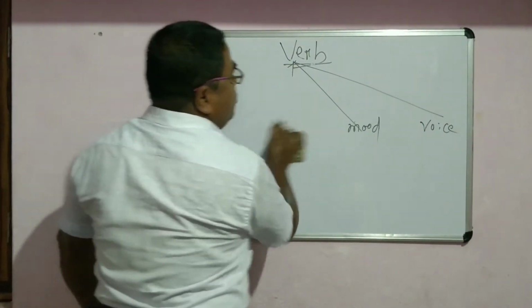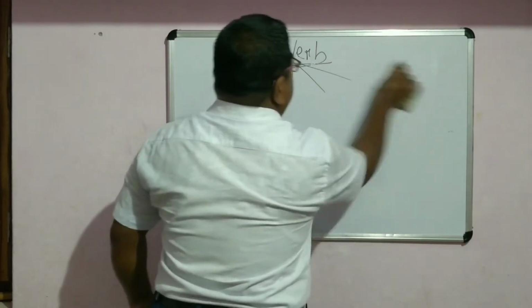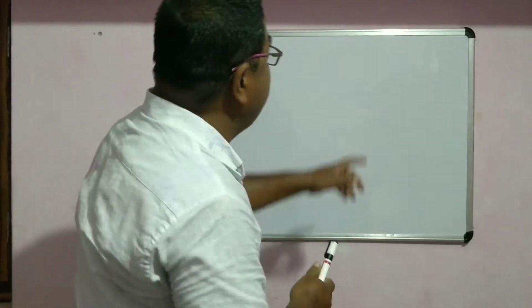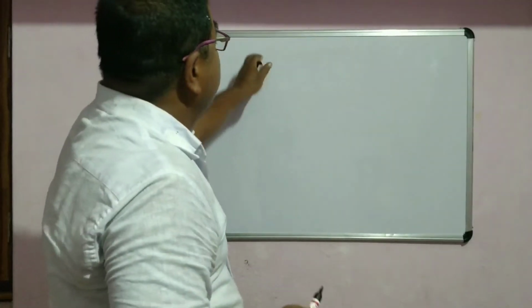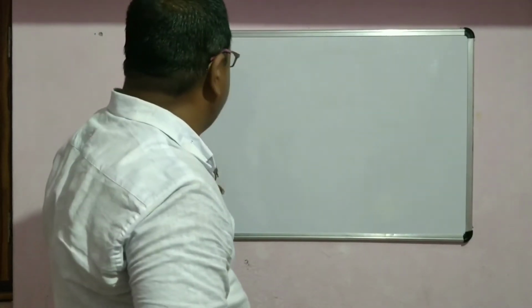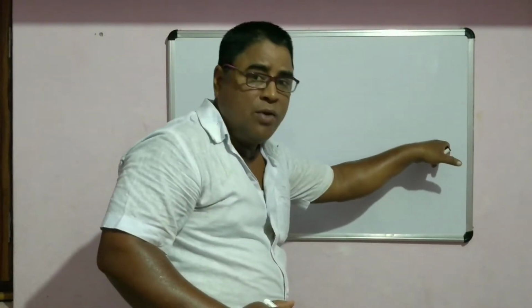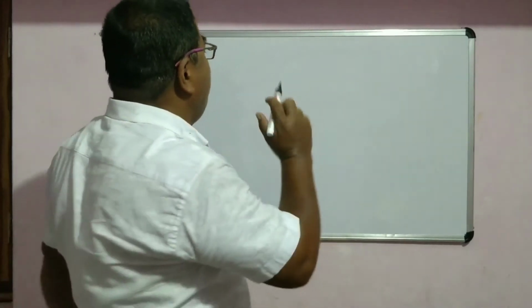Four forms of a verb: number one, tense; number two, aspect; number three, mood; and number four, voice. So what is a verb first?